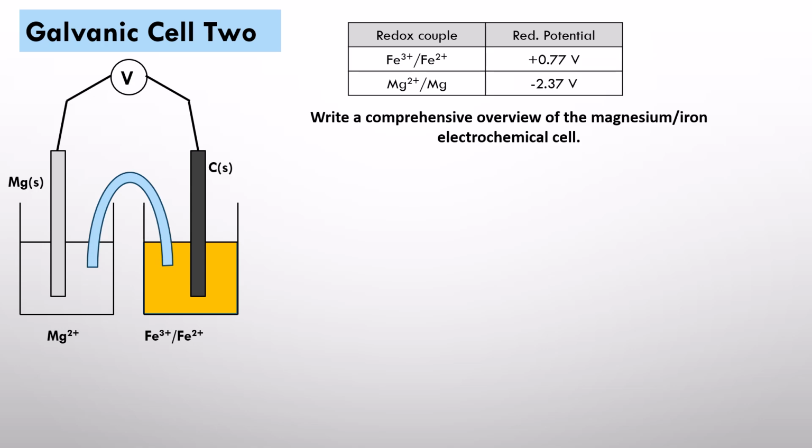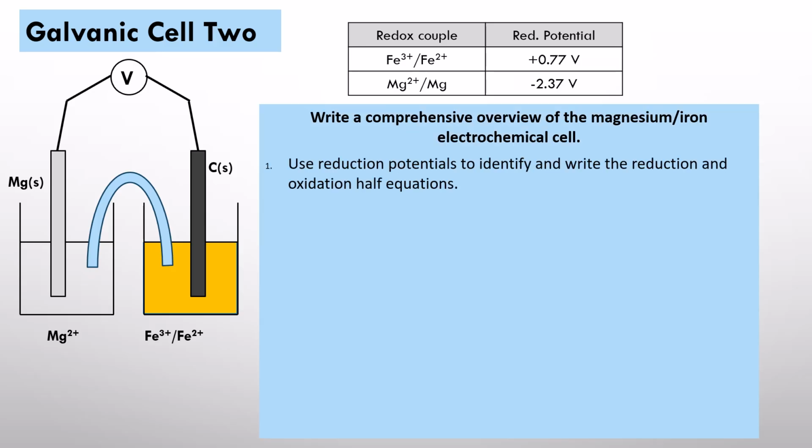Okay, this video is looking at another example of a galvanic cell or electrochemical cell, and we're going to go over how we might write a comprehensive overview of this cell and explain the following points. So we're going to use oxidation reduction potentials, these are at the top of the screen here, to identify what is being reduced and what has been oxidized, and therefore write reduction and oxidation half equations. We're going to link any observations that we see to the oxidation reduction reactions that are happening.